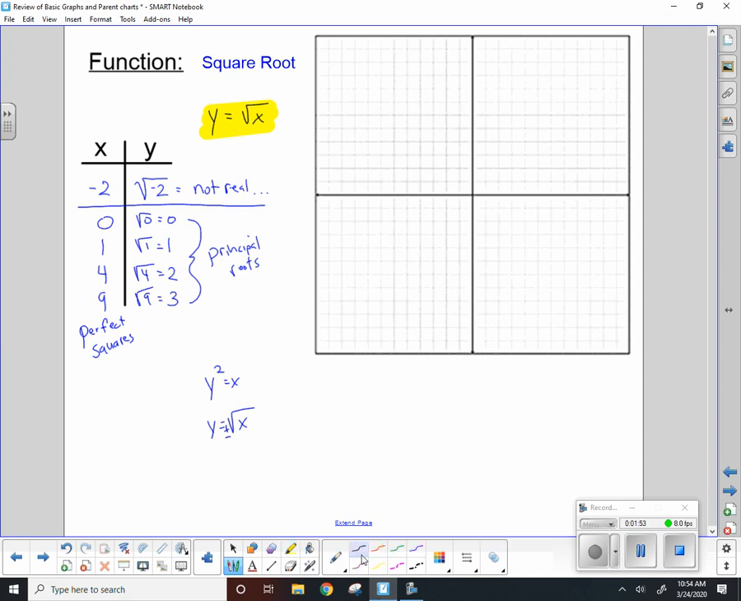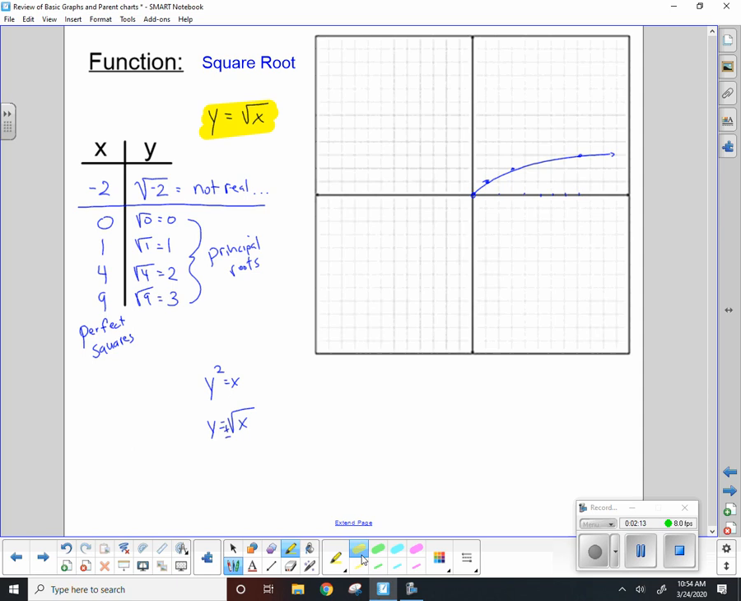So let's look at the graph. 0, 0 is right here, 1, 1 is right here, and then I have to go 3, 4, 2, 5, 6, 7, 8, 9, 3. And so this is like half of a parabola. It's kind of been rotated over on its side.